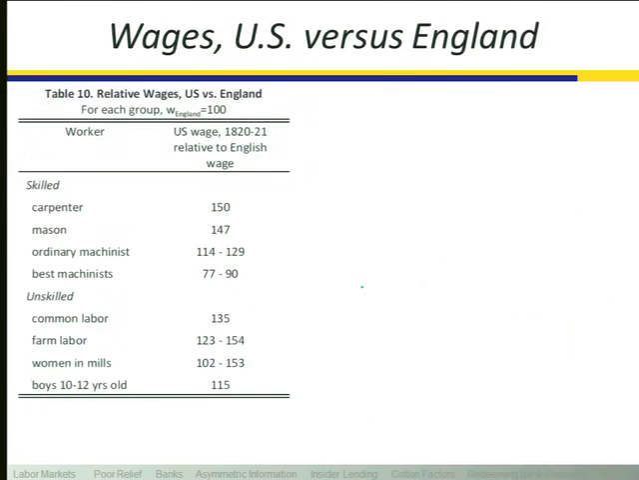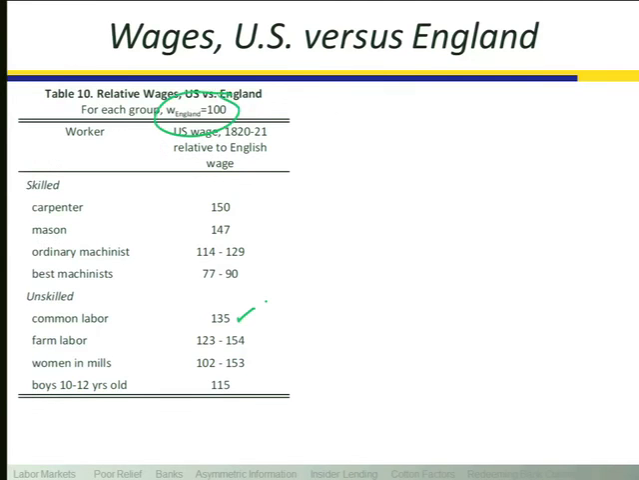Comparing wages in the United States to wages in England. This table is an index. These are index numbers once again, which means that, look here in the top of the table, it says the wage in England is set to 100. So we don't know what the actual wages are, but we are looking just at a comparison. So if the wage in England is 100 for a skilled carpenter, the wage in the United States was 150 for a skilled carpenter. If the wage in England was down here 100 for a common laborer, the wage in the United States for a common laborer was 135.